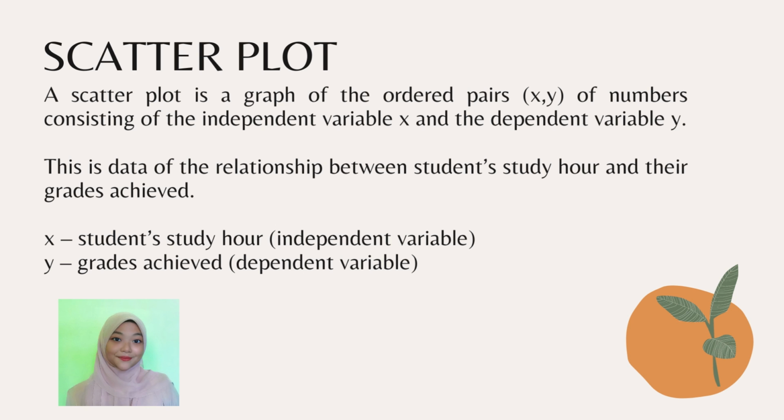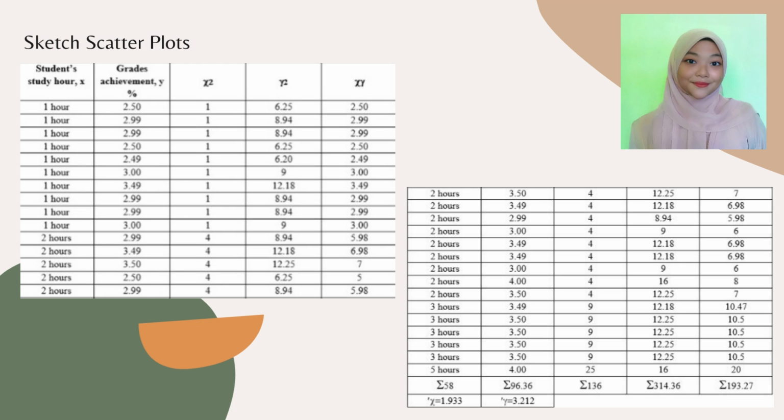X refers to student study hours, which is the independent variable, and Y refers to grades achieved by the students, which is the dependent variable. There were 30 respondents who answered this questionnaire, and we found that a total of 10 students studied for 1 hour, followed by 14 students who took 2 hours to study, while for 3 hours of study there is a total of 5 students. The remaining study time is 5 hours, which is represented by 1 student only.